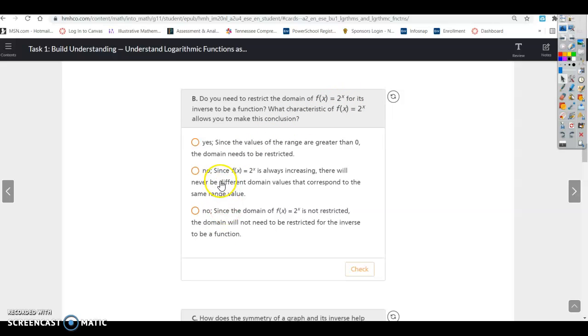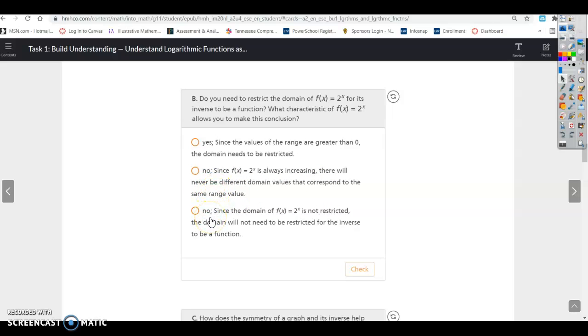So let's see, out of these two choices, what's the best one? So no, since f of x equals 2 to the x is always increasing. It's exponential growth. Remember, when the base is greater than 1, this is exponential growth. So it's always increasing. There will never be different domain values that correspond to the same range value. So that sounds true to me.